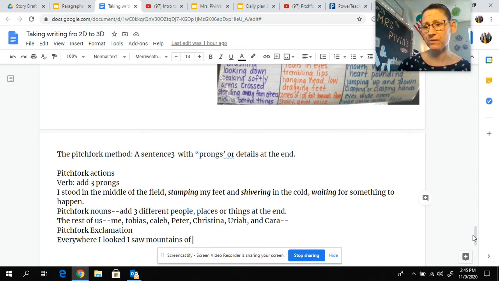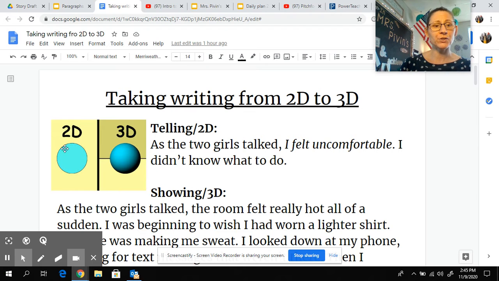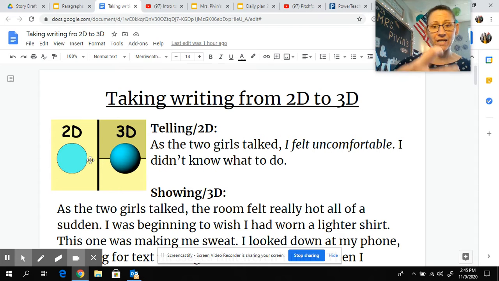Now, what the lesson is today is taking your writing from two-dimensional, or 2D, writing to three-dimensional, or 3D, writing. Now, you see the image over here. This is two-dimensional. It goes up and it goes across, but it doesn't have any kind of depth. There's nothing wrong with that circle, it just doesn't pop off the page.